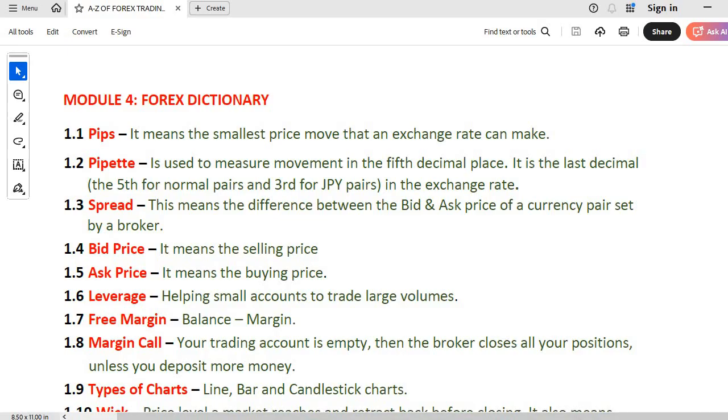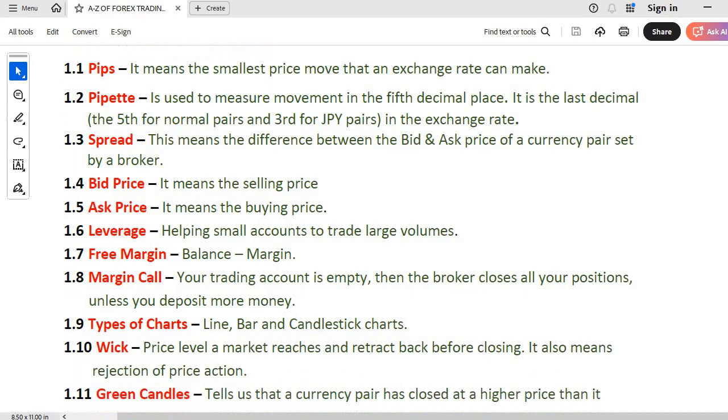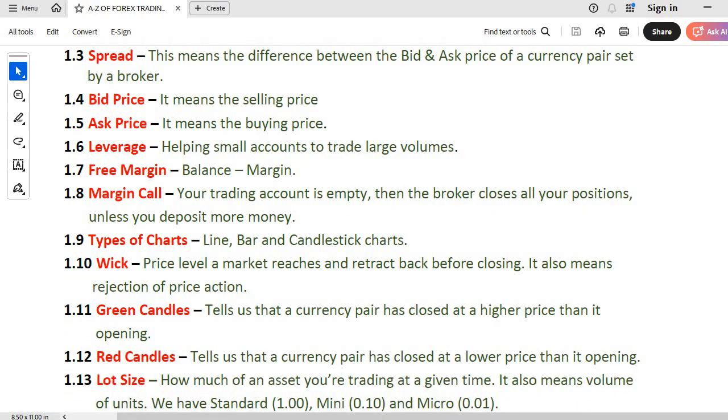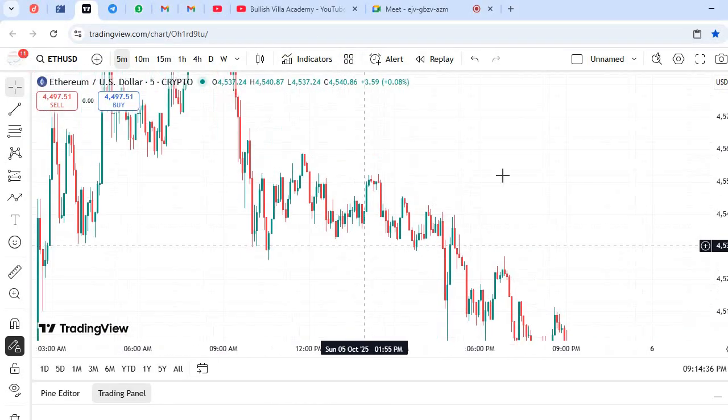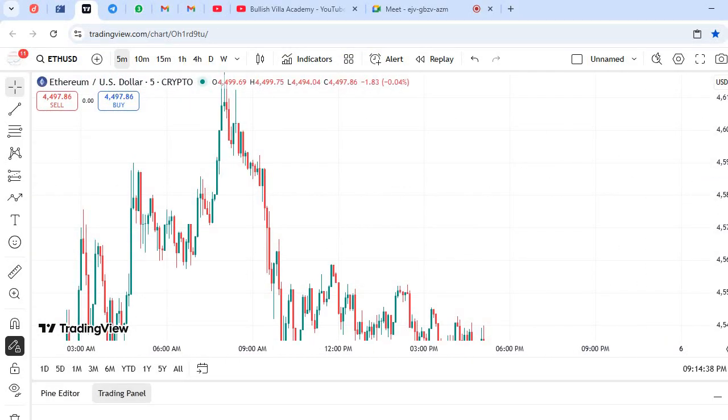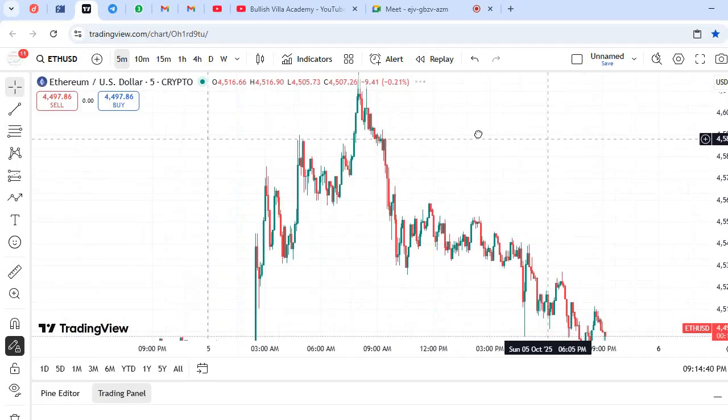Now the next one is the types of charts that we have. So we have the line, the bar chart, and the candlestick chart. Let me show you that on TradingView. I told you to come along with your TradingView. So this is my own TradingView. So look at the charts.